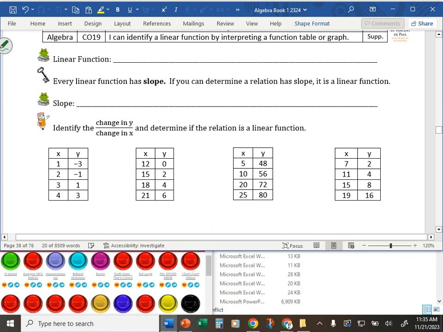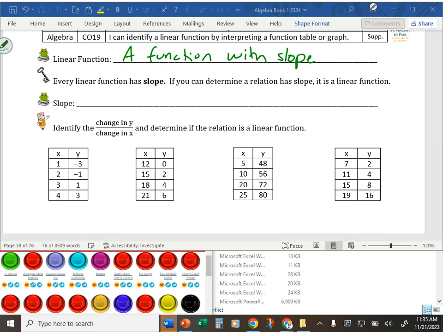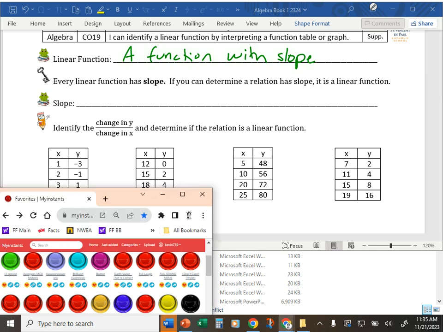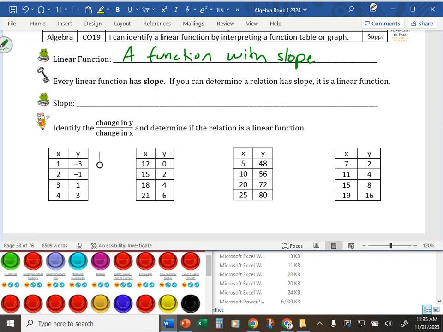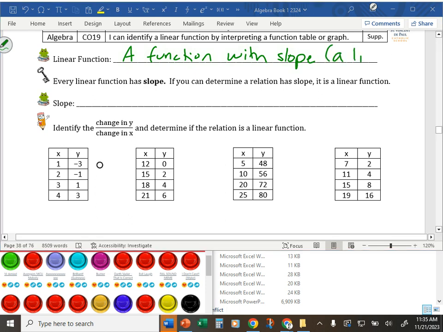A linear function is a function with slope. And if you remember, slope last year, we talked about slope, we defined slope, we had a formula for slope, we graphed with slope. Basically, something that has slope means it is a line.